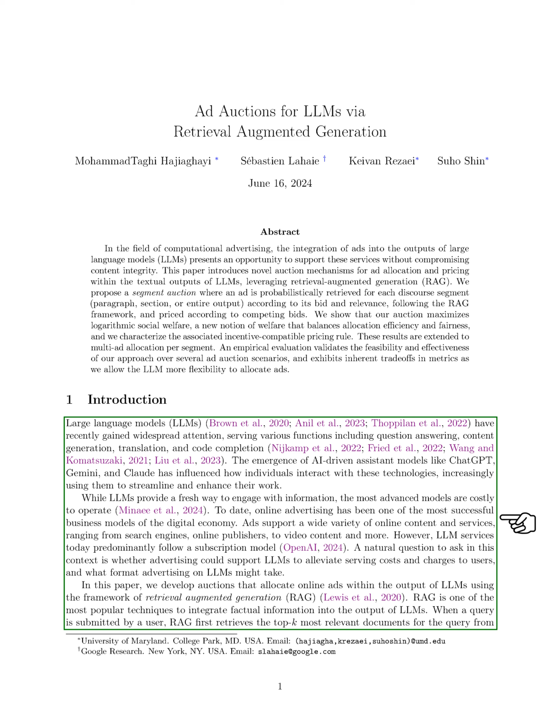Currently, online advertising plays a crucial role in supporting digital content and services. While LLM services typically operate on a subscription basis, there is a growing interest in exploring whether advertising could help offset costs for users. We aim to develop auctions that can allocate online ads within LLM outputs using the Retrieval Augmented Generation (RAG) framework.